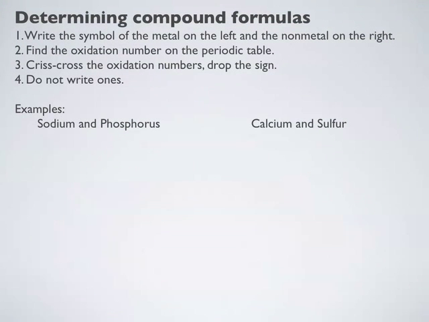Okay? Let's look at some more examples. Sodium, a metal, phosphorus is a nonmetal. We write the symbols for each. Sodium is Na, phosphorus is P. What's sodium's oxidation number? +1. Has 1 valence electron, +1. How about phosphorus? Not 5. It has 5 valence electrons. -3. It's -3.